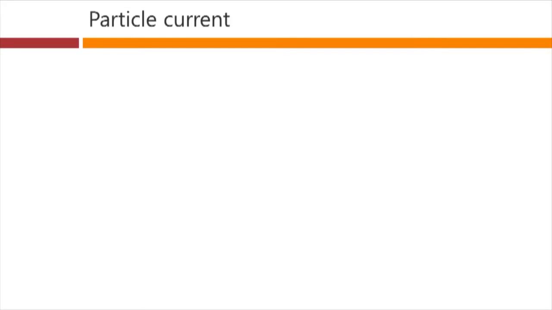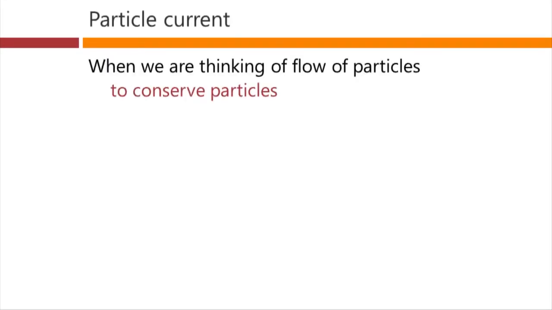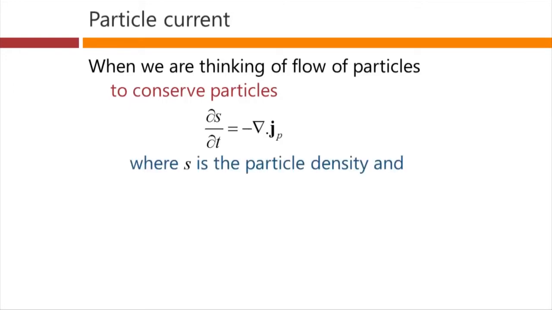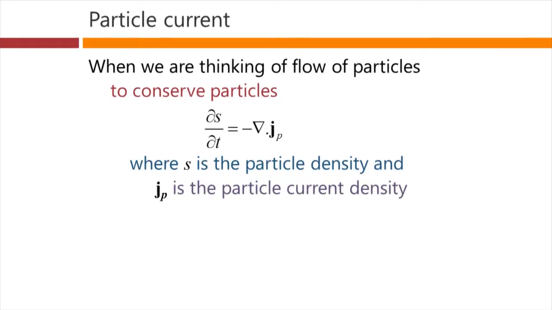Now, classically, if we're thinking about particles flowing, we can think about the flow of particles in and out of some little box here, a little unit volume. To conserve particles, we need to have a relation like the following, where S is the particle density and J sub P as a vector is the particle current density.